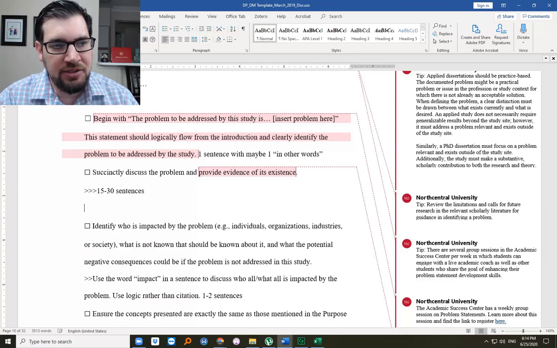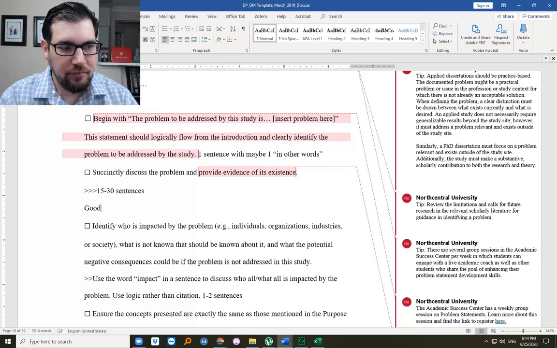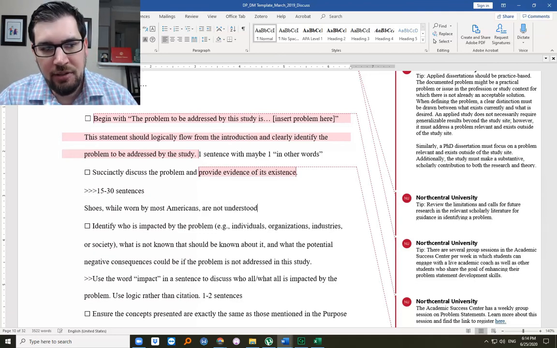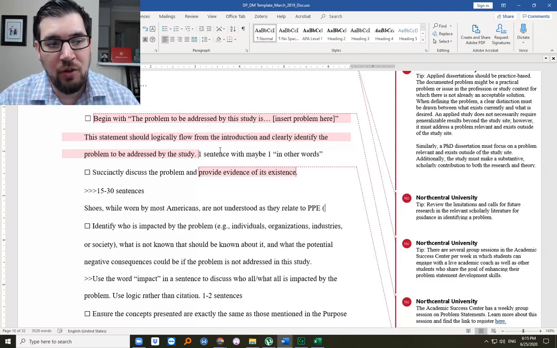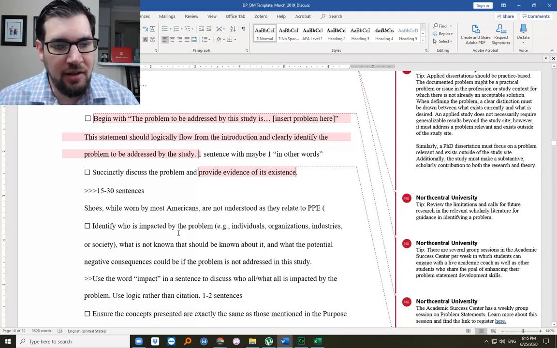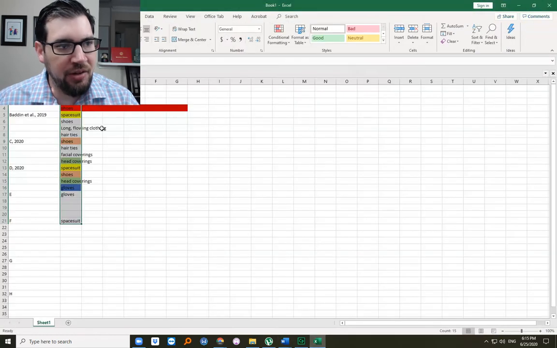And a lot of what you can do sometimes is say that Goodin, well, shoes, while worn by most Americans, are not understood as they relate to PPE. And so you want to focus on that convergence that you were having on your spreadsheet.